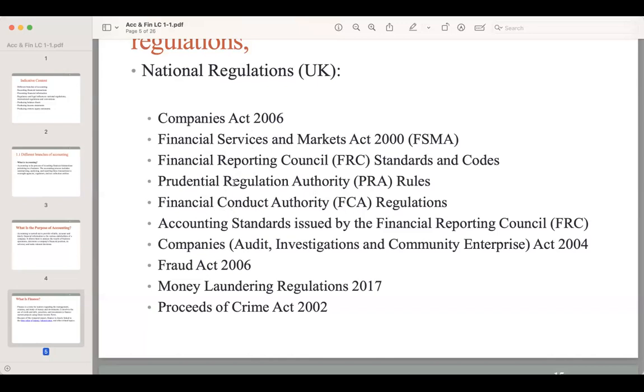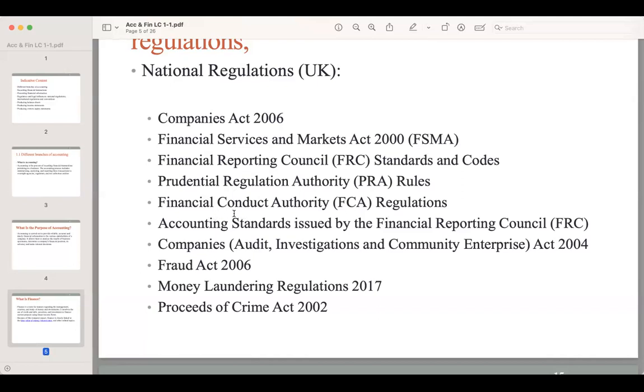So the Companies Act 2006 sets out the legal framework for company formation, governance, and financial reporting in the UK. The Financial Services and Markets Act 2000 regulates financial services and markets in the UK. It established the Financial Conduct Authority and the Prudential Regulation Authority, which oversee different aspects of the financial industry, including accounting standards and financial reporting for specific sectors. The Financial Reporting Council, FRC, is responsible for issuing accounting and auditing standards in the UK.